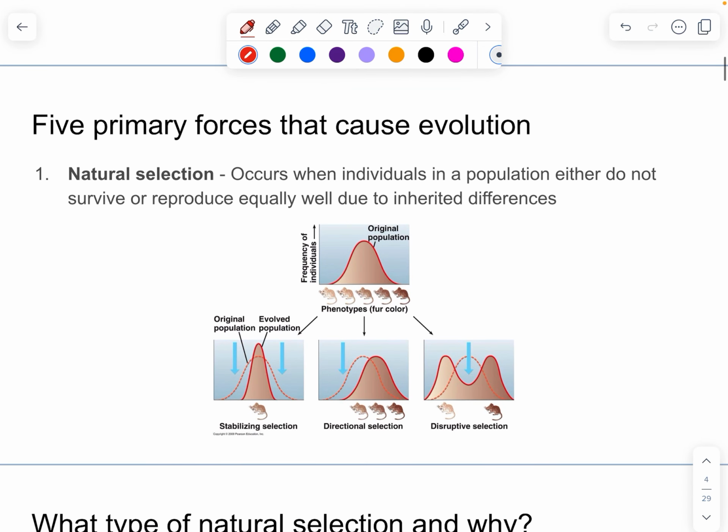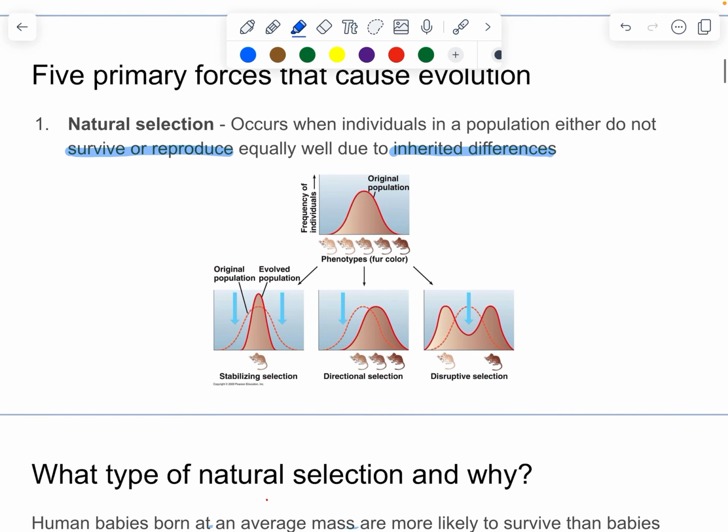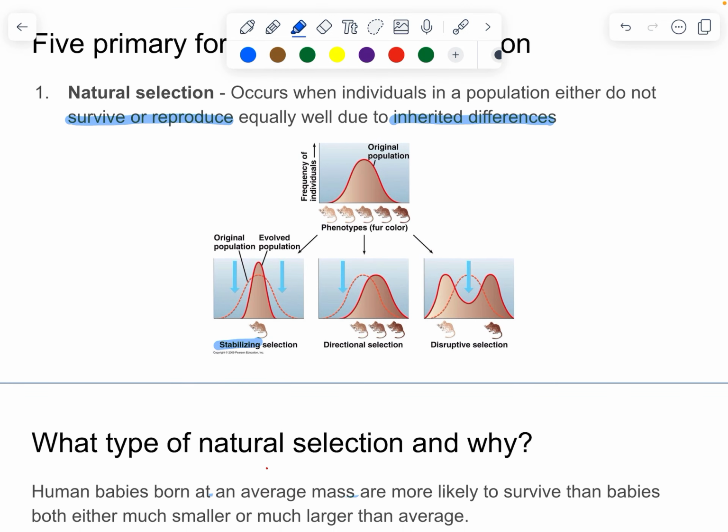Okay, so now let's talk about the first primary force, which is natural selection. Natural selection occurs when individuals in a population do not have the same chances of surviving or reproducing due to their genetic traits. There are 3 different types of natural selection: stabilizing, directional, and disruptive. So let's talk about each one.